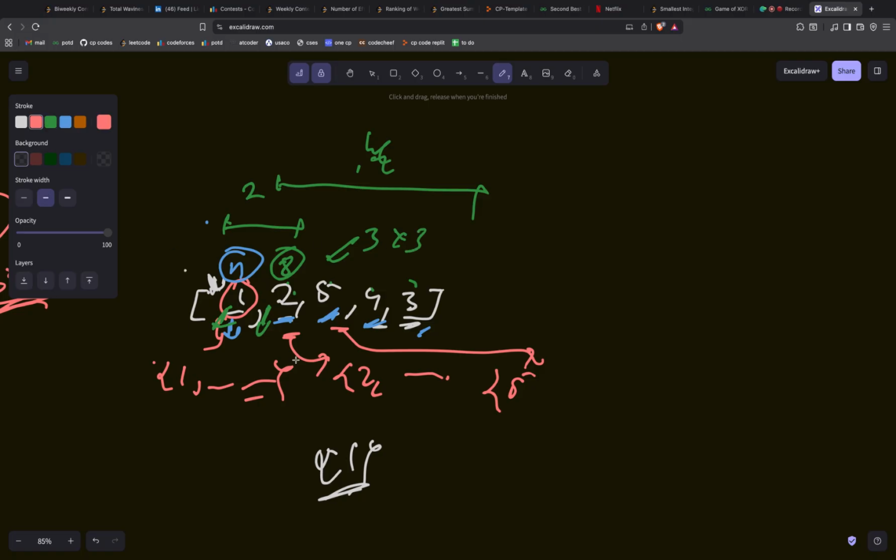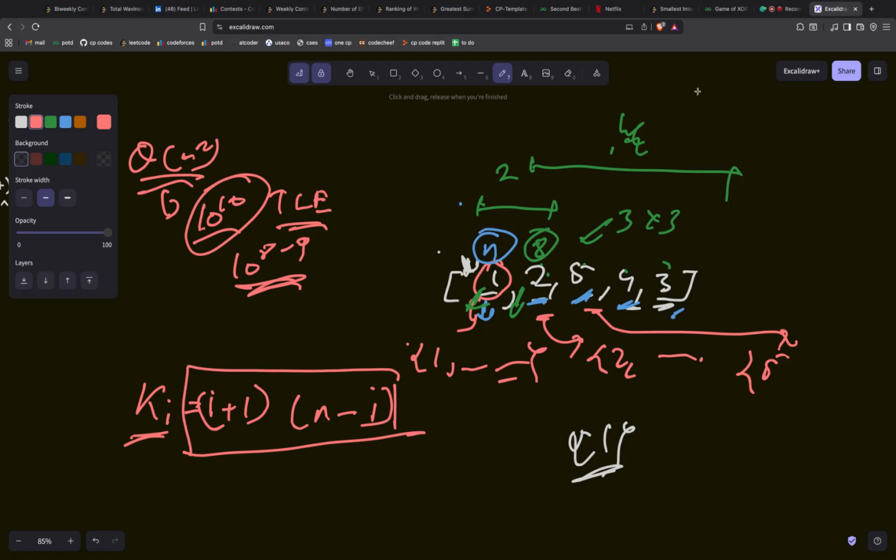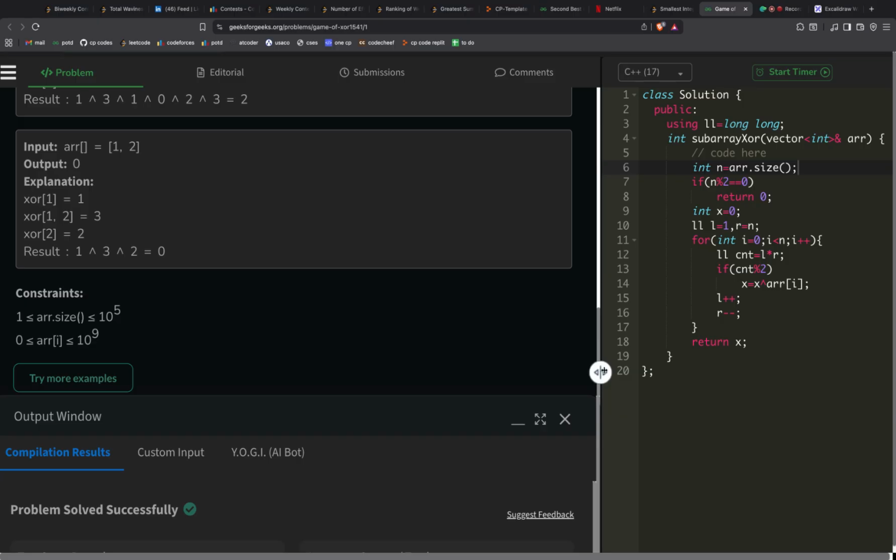So basically the frequency of the ith element in all the subarrays is i plus 1, that is all the elements that occur before it including it, times n minus i. So that is this thing only, right? If you can get this ki, then if ki is even, do not add arr[i]; if it is odd, add it to the XOR. So yeah, let's jump to the code.